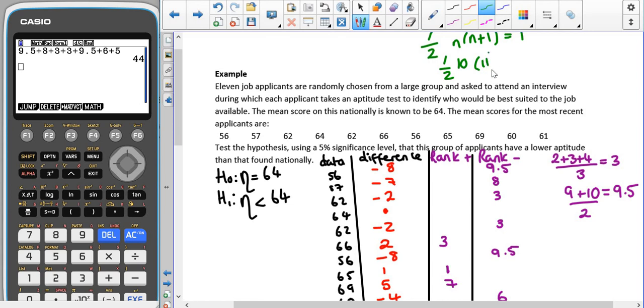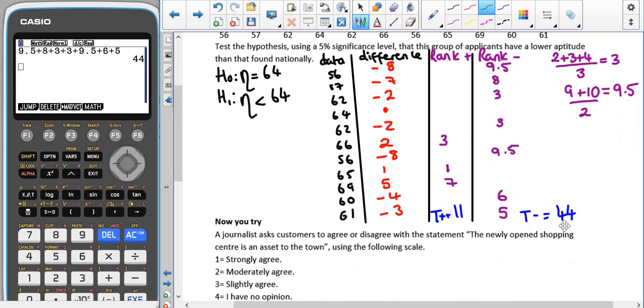10 plus 1 is 11. A half of 110 gives us 55. And when we have a look here, 11 plus 44 does give us 55. So we have done our ranking and totals, hopefully corrected. So then, the smallest of those two totals is our test statistic. So that means that our test statistic is going to be 11.